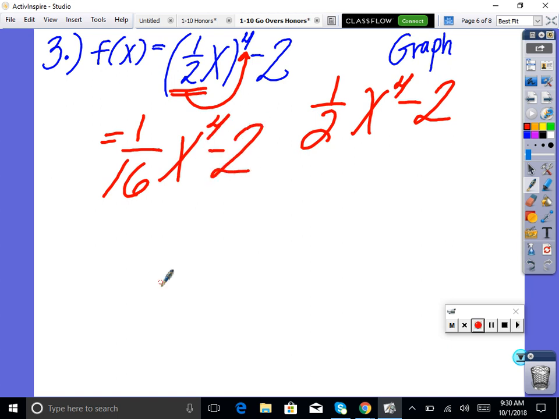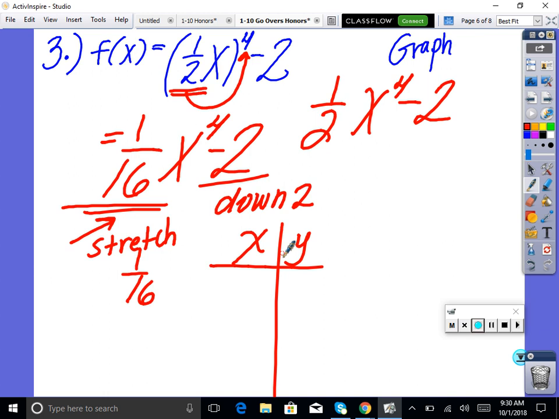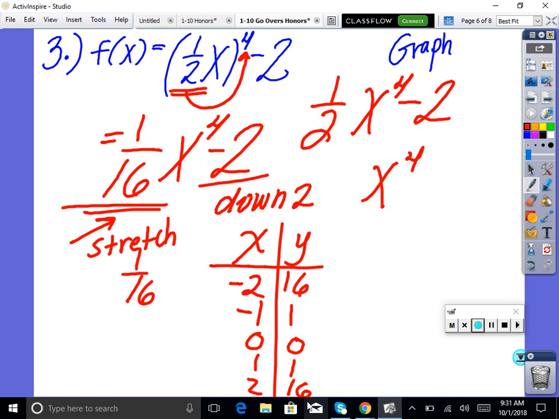Do you agree? So now we'd say a stretch or compression. So a stretch of 1/16 and then down 2 units. So you have your parent function's x, y points, which for this one would be x to the 4th. You're plugging in -2, -1, 0, 1, and 2: 16, 1, 0, 1, 16. So now are we going to times all of our y values by 1/16, since it's a vertical stretch or compression, right? We always stretch and compress our y values. And then after that, we'll subtract 2. So our x values won't change.